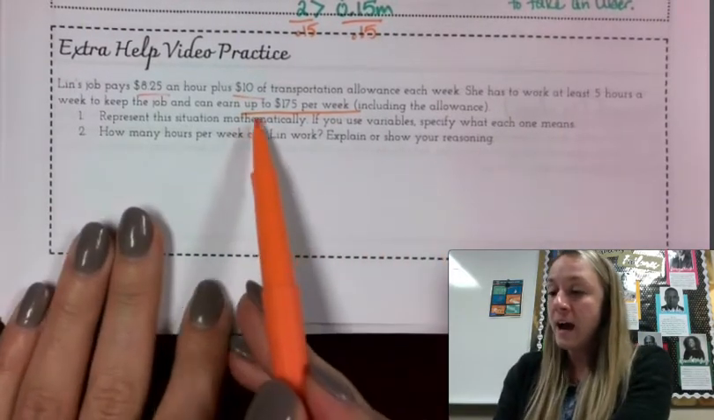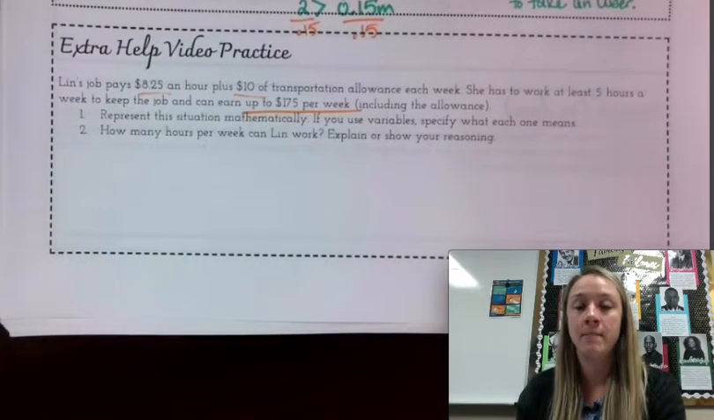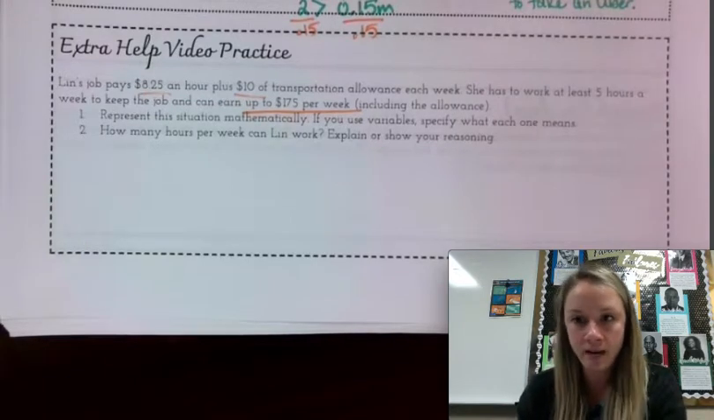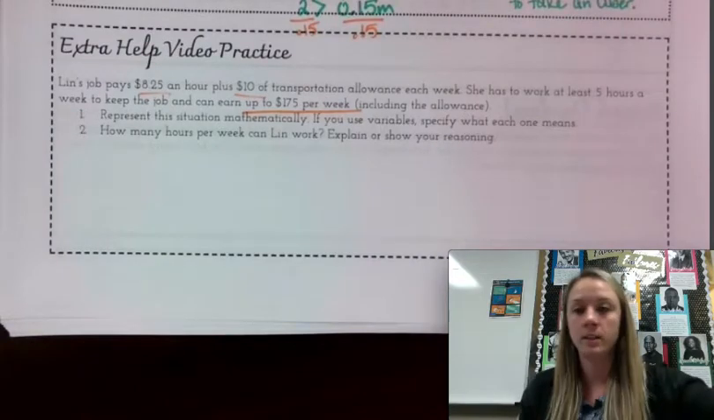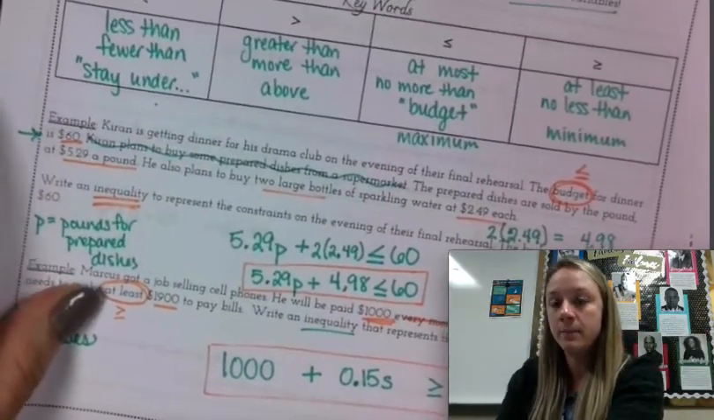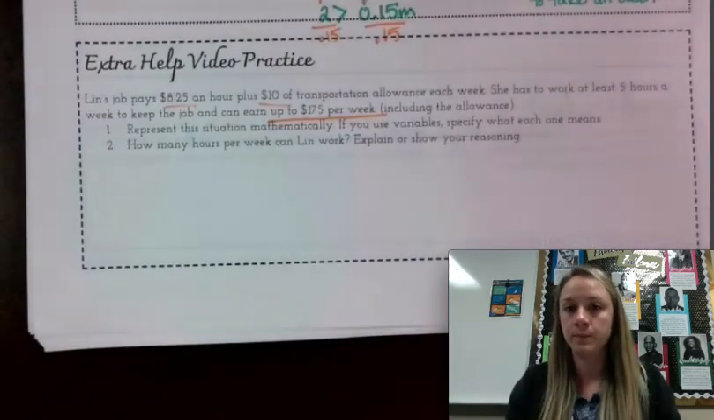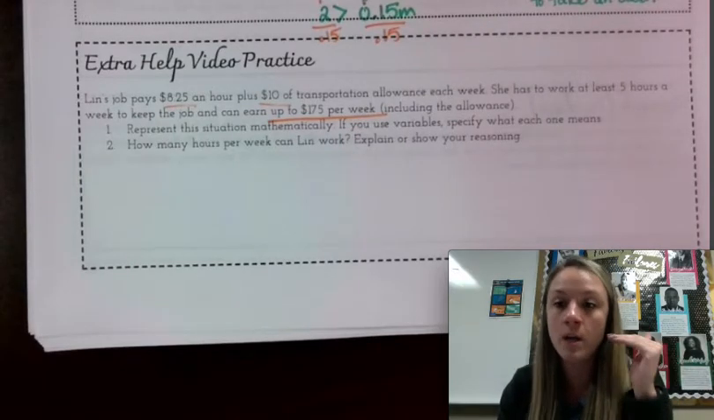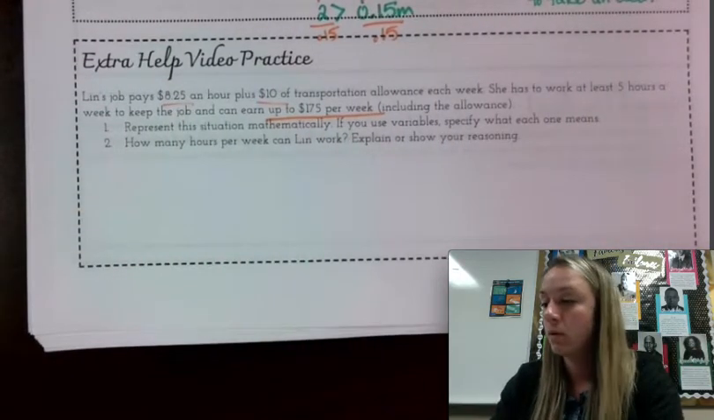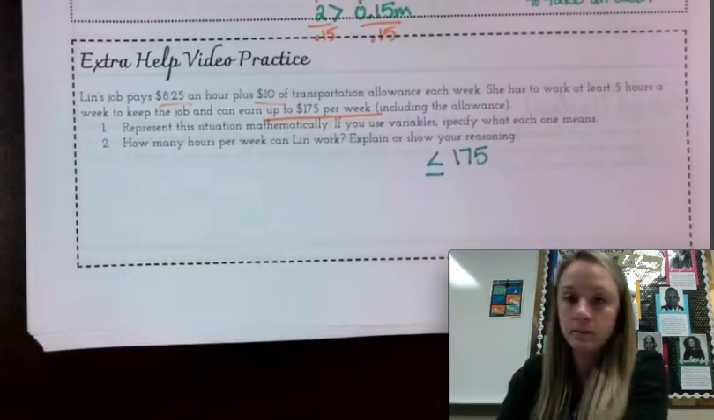So if I can earn up to $175, that means I can make a maximum of $175. If we look back at our table with those keywords on it, maximum could be less than or equal to. They won't let her earn more than that, so it has to be up to that, equal to that or less than that. So we can say less than or equal to the $175 in the week.